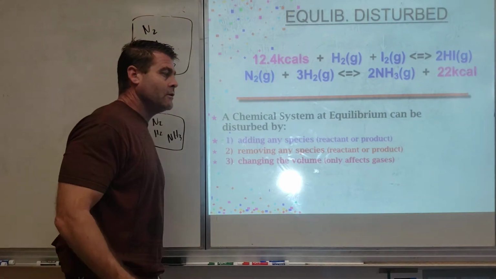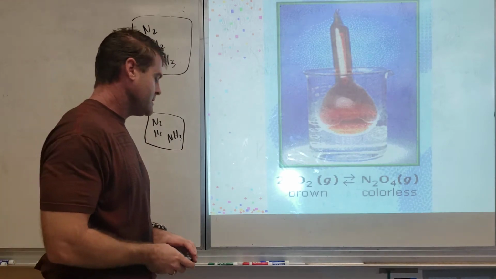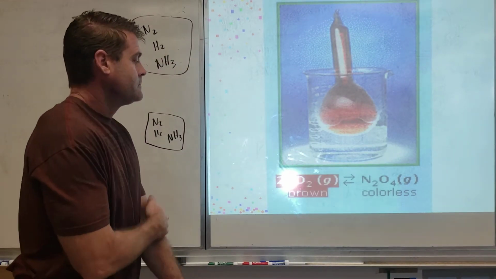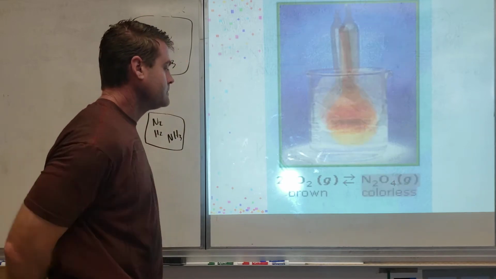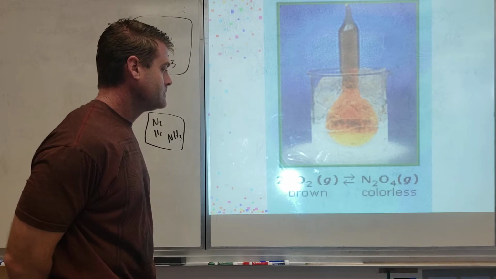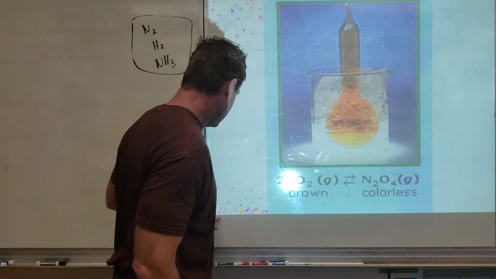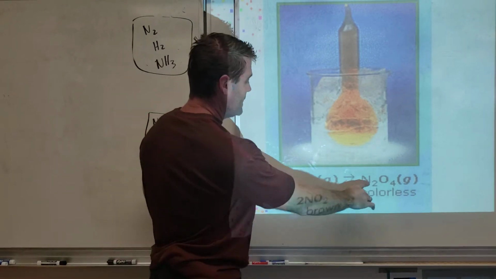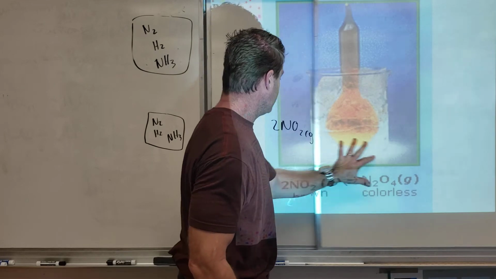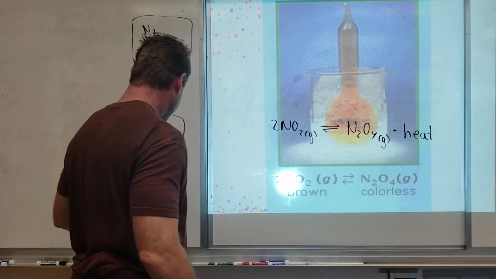Let's look at this scenario here. Okay, check this out. The reaction of dark brown nitrogen dioxide gas to produce colorless dinitrogen tetroxide gas is an exothermic reaction. Okay, so it's saying it's exothermic. So what does that mean? It means as this reaction proceeds from the left to the right, it's going to produce heat. So basically, I'm going to put the heat on the product side.